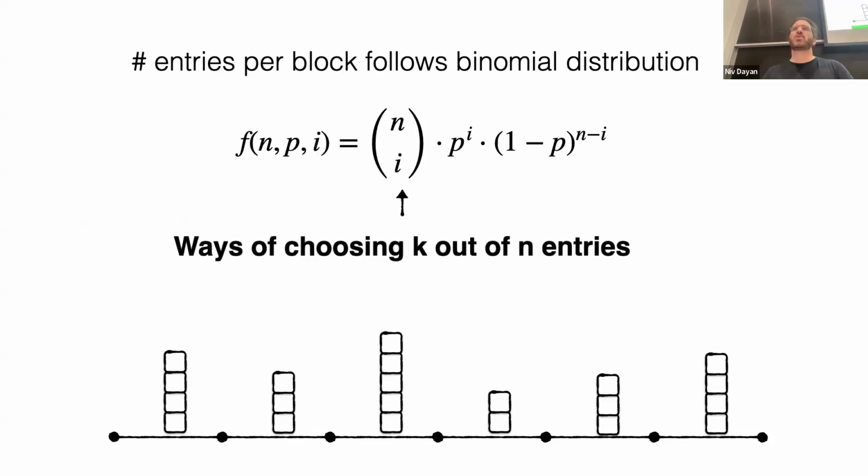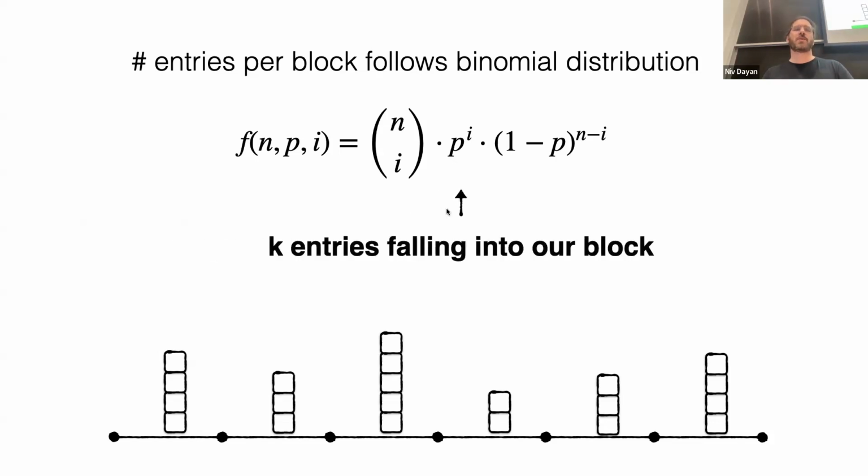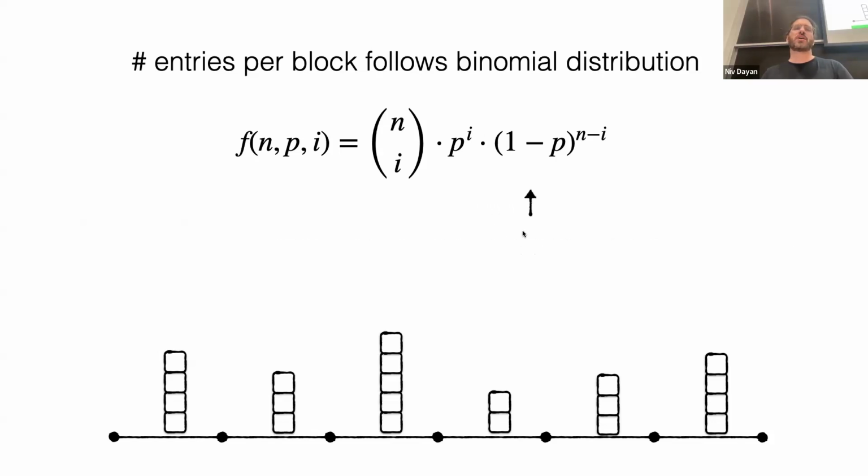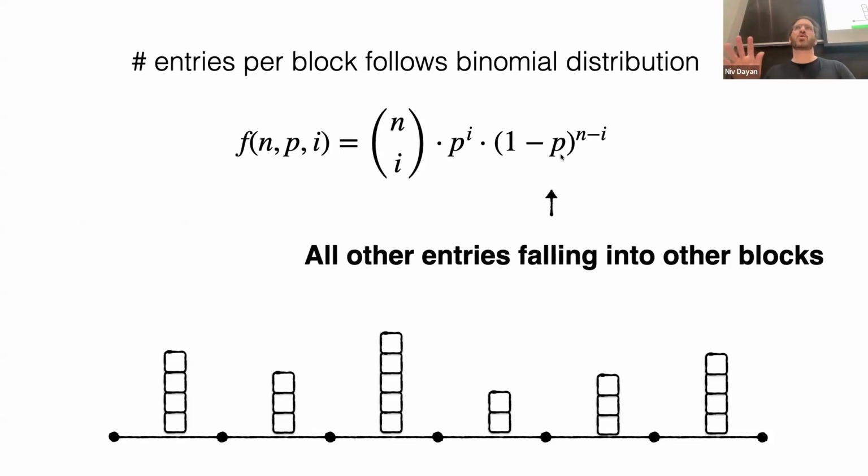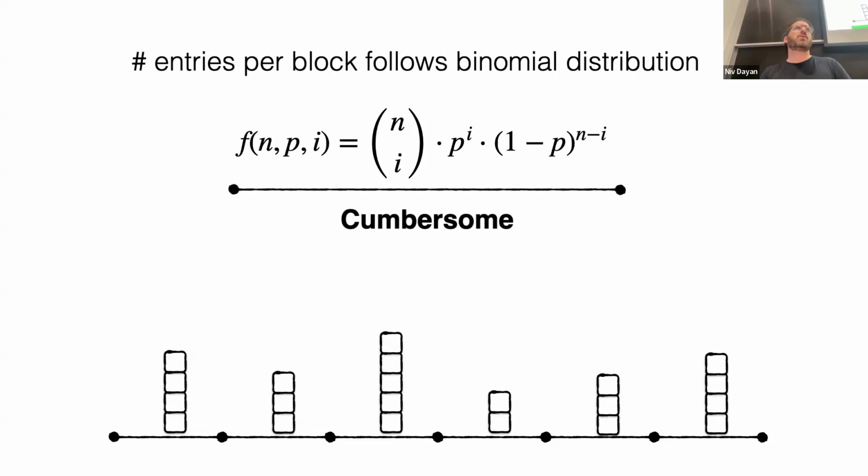So why is it binomially distributed? Well, this choose term gives you the way of choosing i elements out of the n entries that exist. And then this is the probability that i of them will fall into our block. And this is the probability that all the other ones that you've chosen will fall into other blocks. Okay, so this is why it's binomially distributed. But this formula is also a little bit cumbersome to work with.